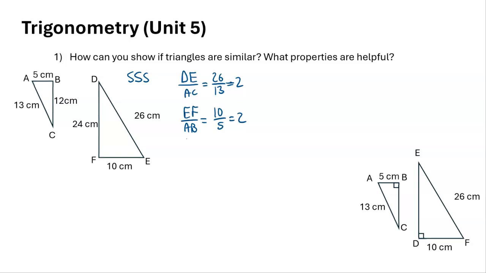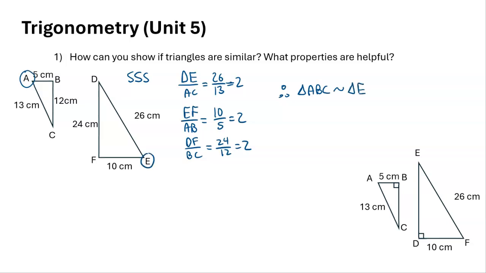And I'm going to do the same thing yet again with sides DF and BC. And so DF is 24, BC is 12, and that again has a ratio of 2. And so because all those ratios are the same, that means those two triangles are similar. But we have to be careful with how we label this, because the vertices need to be in the same order. So we did ABC.